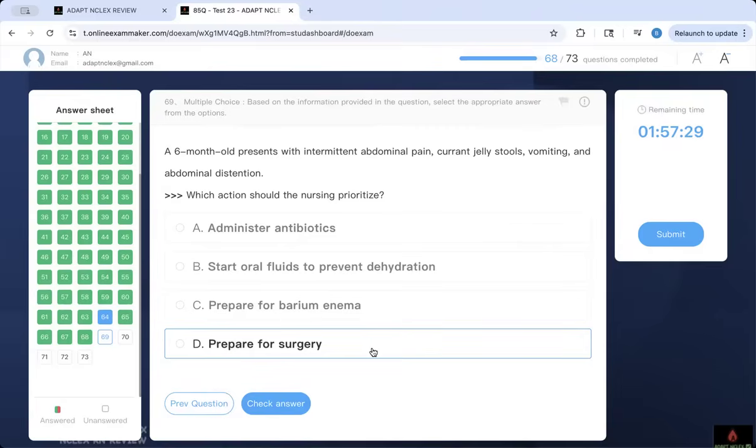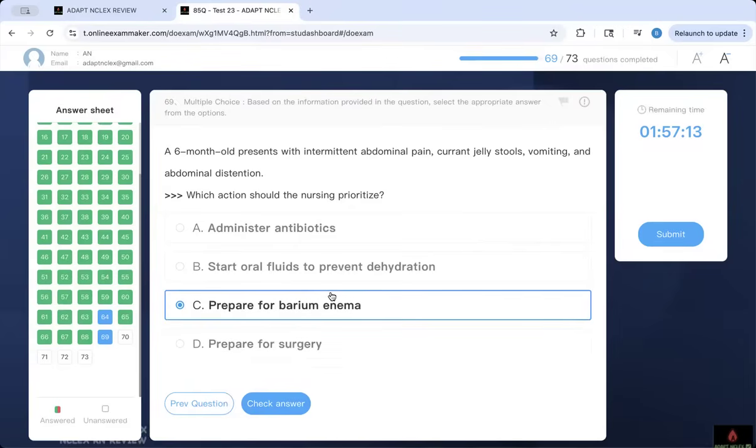A 6-month-old presents with what? Intermittent pain, currant jelly stool, vomiting, and abdominal distension. What is that? Pick your answer, let me know. There's intussusception. If you have intussusception, what do you do? Prepare for barium enema. You don't do surgery right away. Oral feed, no. Antibiotic is not needed.